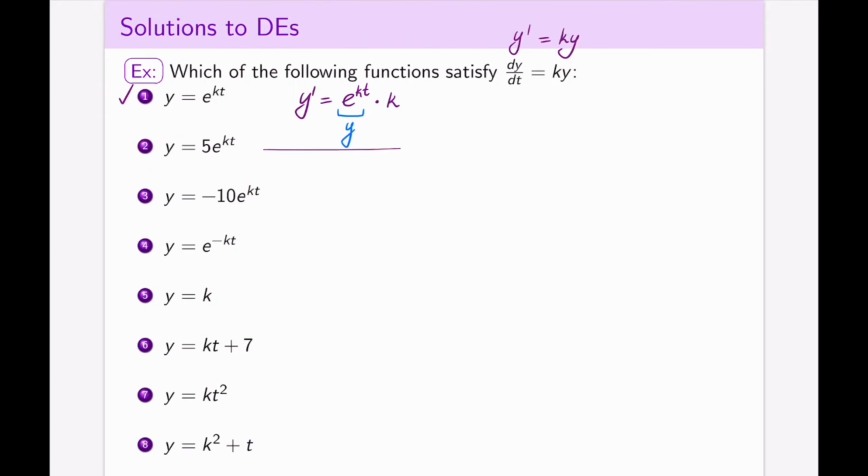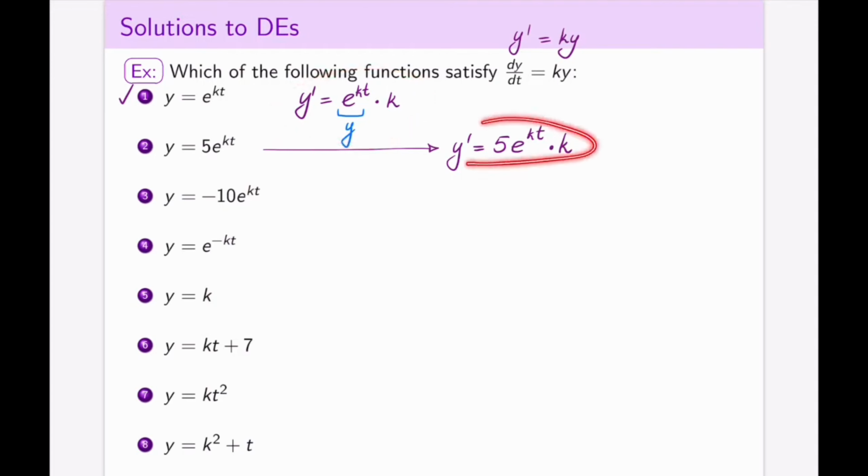Let me write this all the way over here. So in the differentiation rules, I keep the constant and then take a derivative of the function. Now the derivative of e to the power kt is simply itself, and then I have to follow up with a chain rule, so times k. And then I'm going to do the same as before.